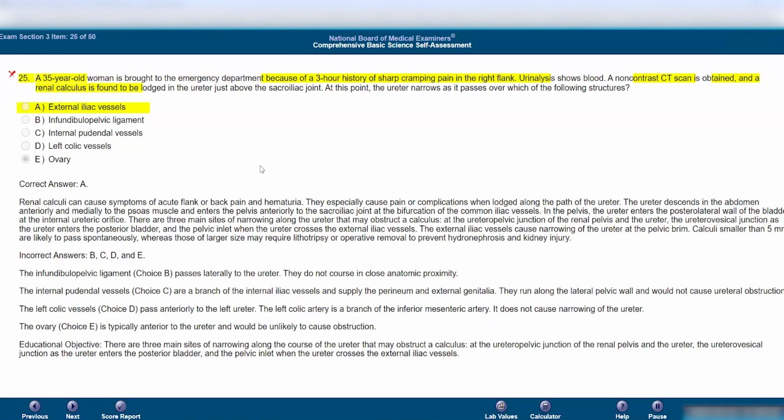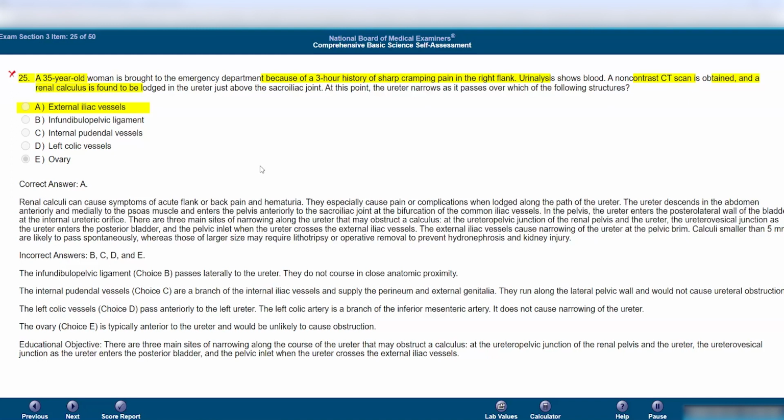Okay. So, a 35-year-old woman is brought to the department for a 3-hour history of sharp cramping in the right flank. Urinalysis shows blood. Non-contrast CT is obtained and a renal calculus is found to be lodged in the ureter just above the sacroiliac joint. At this point, the ureter narrows as it passes over which of the following structures? I just think this was an anatomy question that I didn't 100% know, and I had a question before about the ovary, and I thought, oh yeah, they're just re-asking this question.